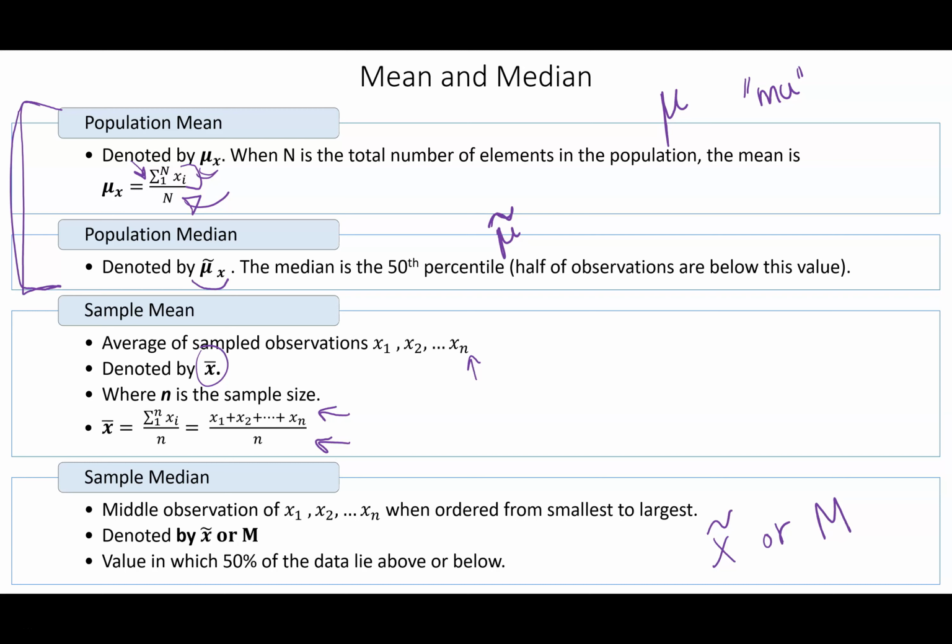So this will be that situation. You have a sample data set. You put all of the observations in order from smallest to largest, and the observation that's smack in the middle, such that half are below and half are above, that's going to be our median.